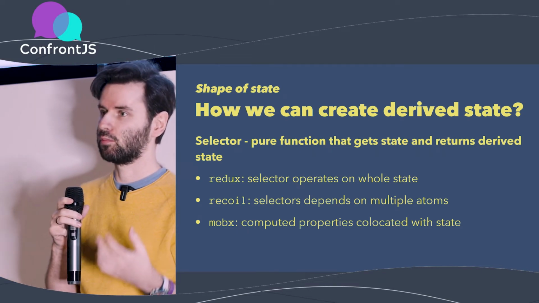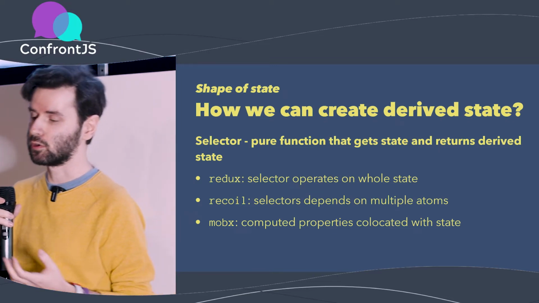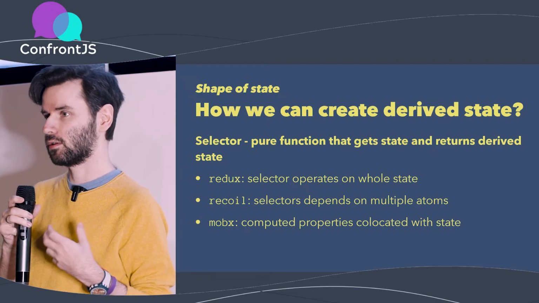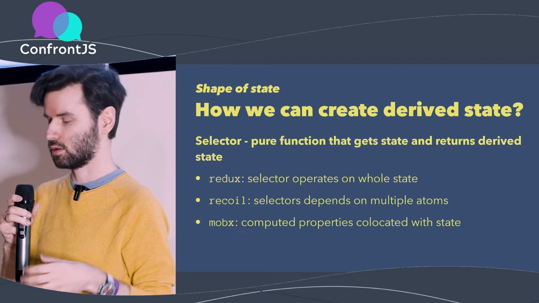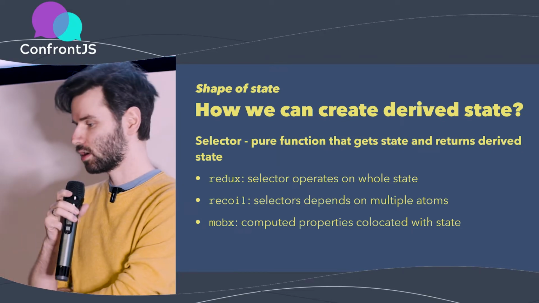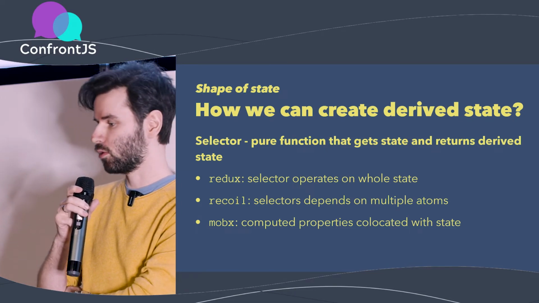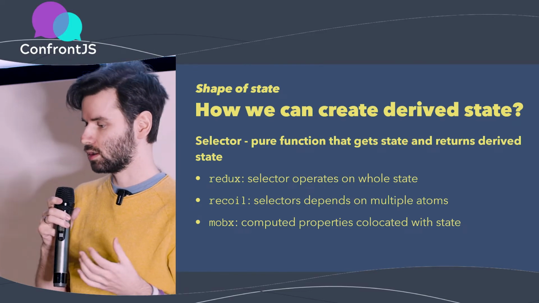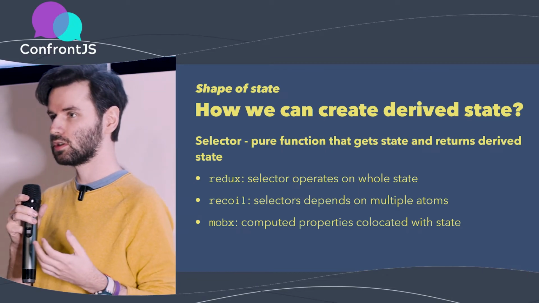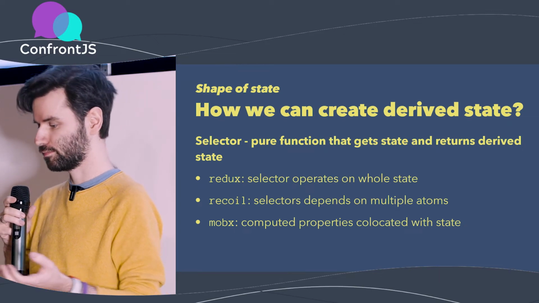In Recoil, we decomposed state earlier, so selectors in Recoil can accept multiple atoms as input. And they will be recalculated whenever any of the atoms changes. So we are still in sync. Mobx has this theme of collocation. It tries to add most of the complexity on the state object itself. So we derive state using computed properties. They are implemented as regular getters on the objects.